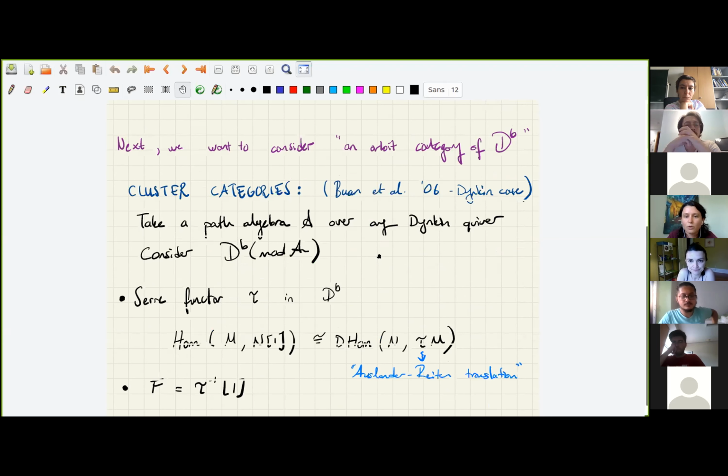Cluster categories were introduced by Buan and others in 2006. So what is the definition of cluster categories? We can take any path algebra over any Dynkin quiver. Here the restriction is you have to choose your quiver, your directed graph, from the list which gives you finite representation type, one of the Dynkin cases, A and D, or one of the E's. So we start with one of those. We take the path algebra over any Dynkin quiver.